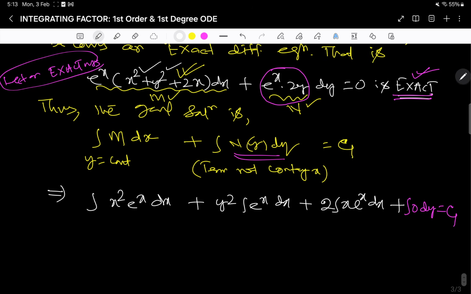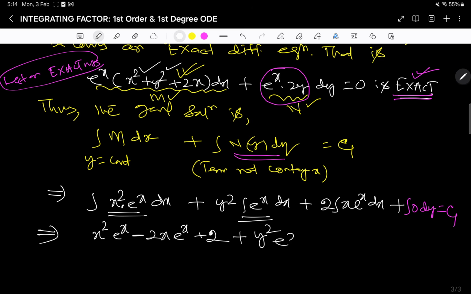So now I just integrate, applying by parts here. It is x square e to the power x minus 2x e to the power x plus 2e to the power x, applying by parts. Plus y square e to the power x, integrated, is e to the power x, plus 2y, applying by parts here, x e to the power x minus e to the power x. Since there is a constant on the left hand side, I write this constant as c.